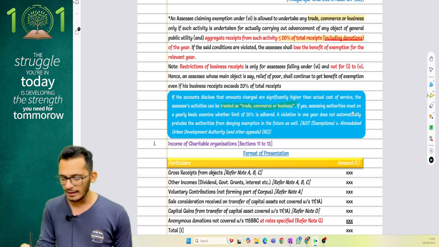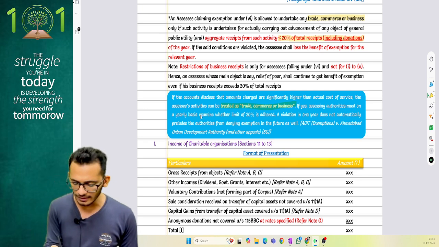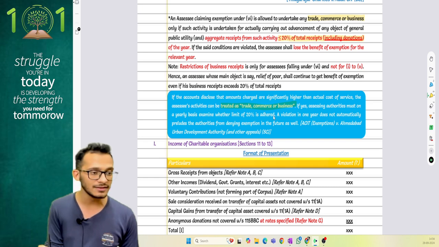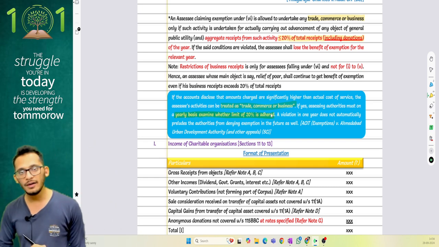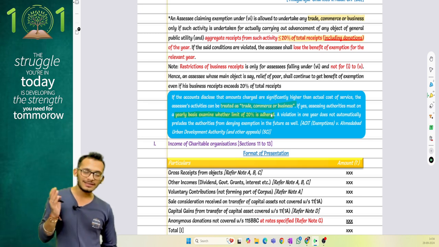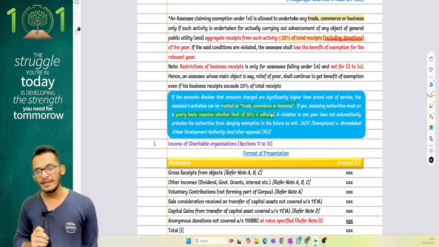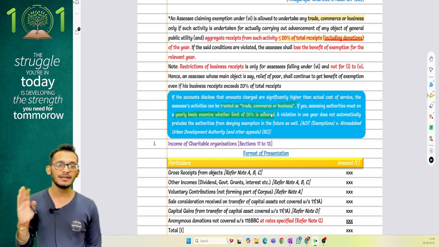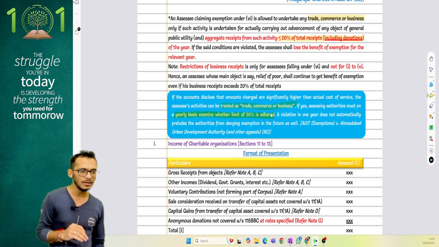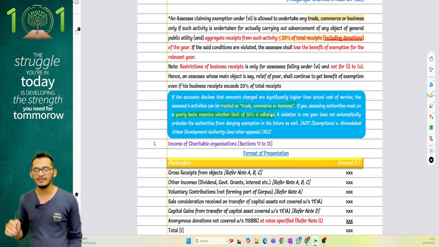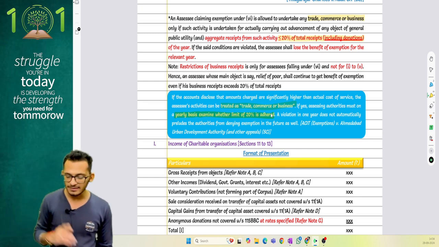If such things are happening, then the assessing officer shall on a yearly basis examine whether the limit of 20% is adhered to. Understand, it is not taxable every year just like that. You have to check every year for the 20% limit. If the limit is breached, then it is not a charitable organization and is fully taxable. But if the limit is not breached, you will still allow them the exemption on a year-on-year check basis.